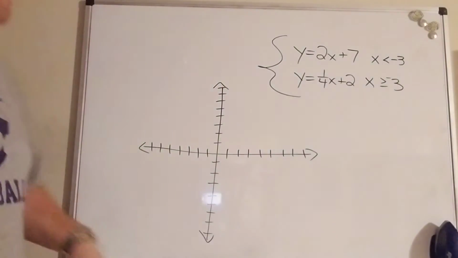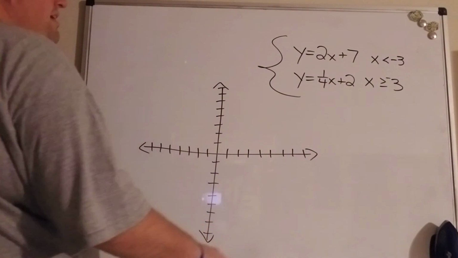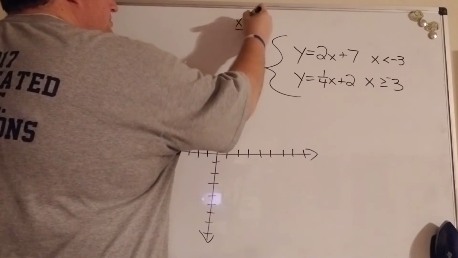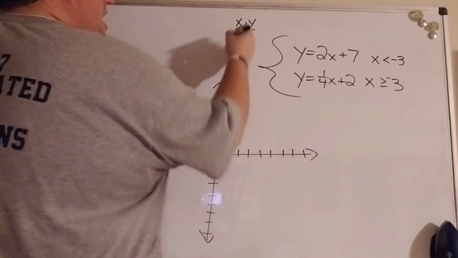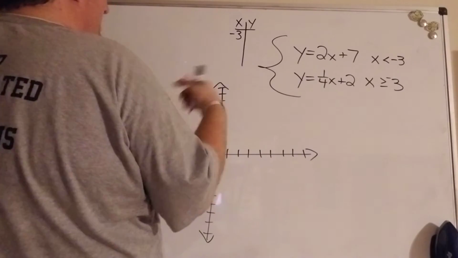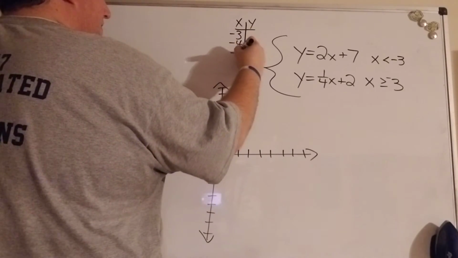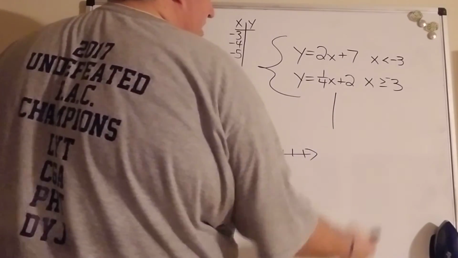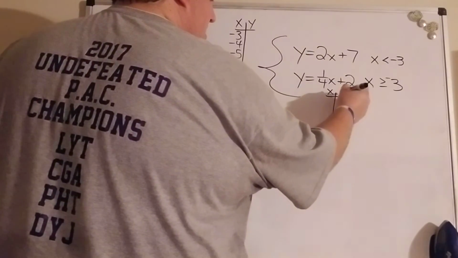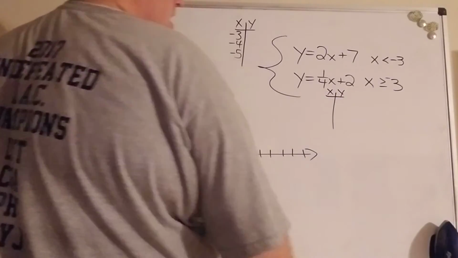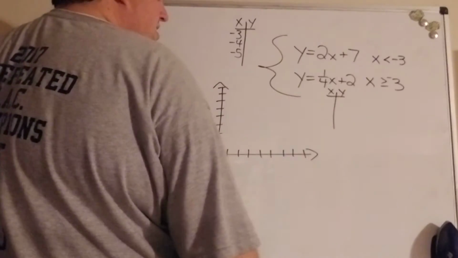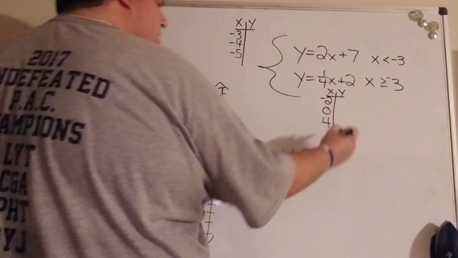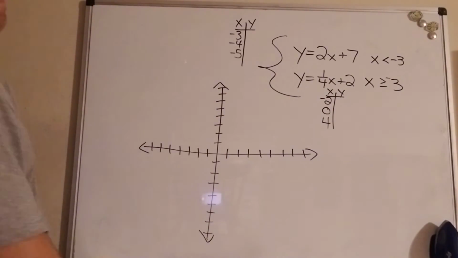So it's always a good idea to make a little table, like we talked about yesterday. So I needed that -3, and then we want less than, so we'll go -4 and -5 and see what's going on in that one. And this one, we want it greater than, so maybe we'll go -2 and 0 and 4. Just picking some points, right?